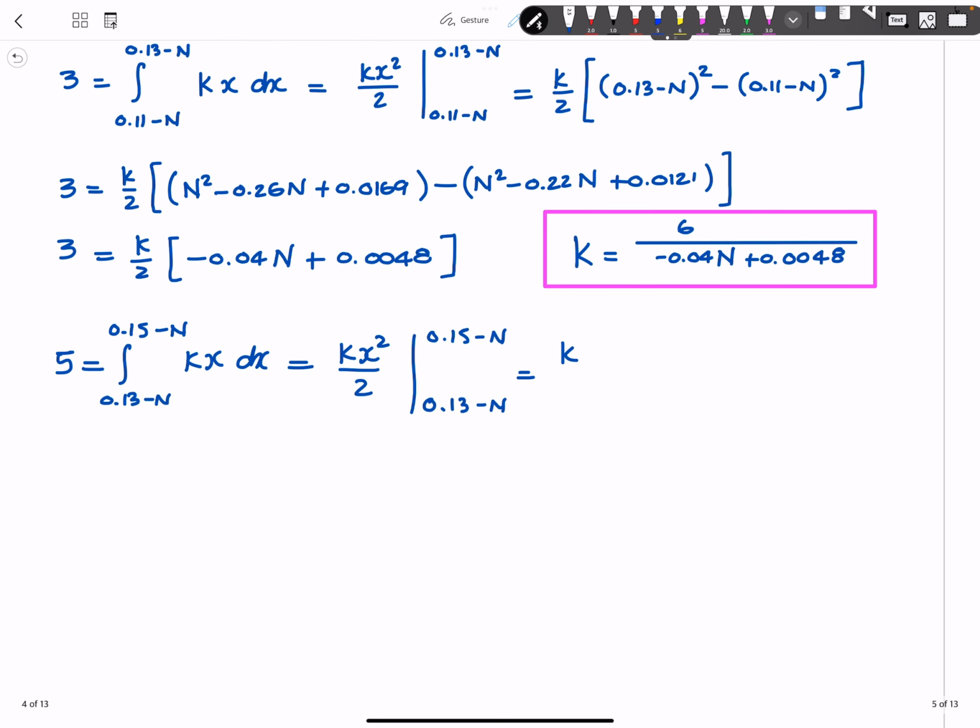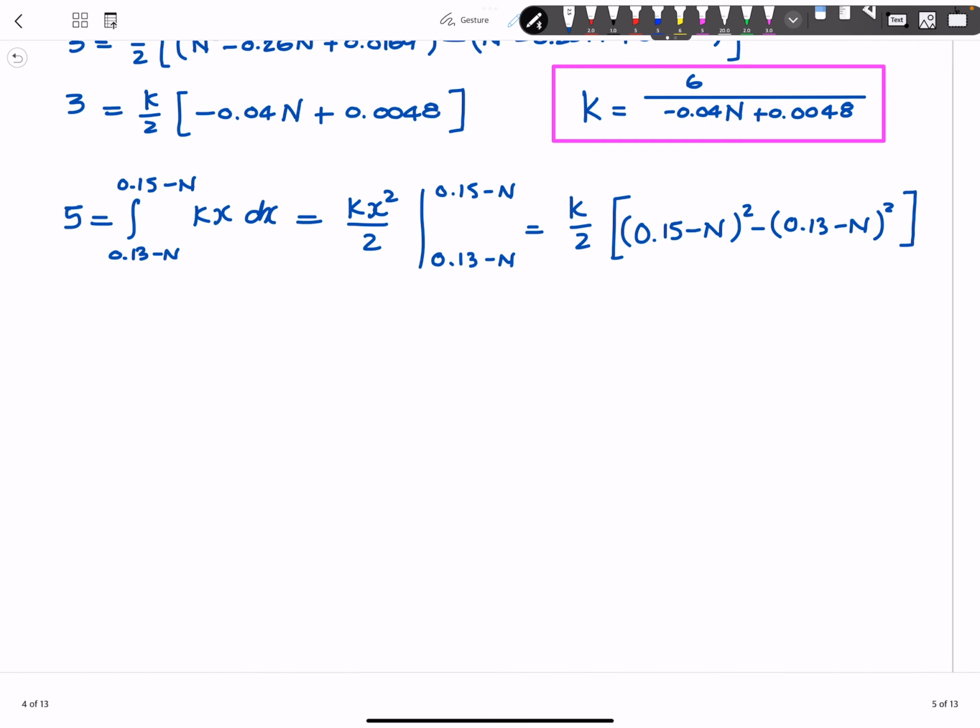So we will have 5 equal to the integral from 0.13 minus n to 0.15 minus n of kx dx. And this again is going to be kx squared over 2, evaluated from 0.13 minus n to 0.15 minus n. All right, so again, plug in top minus plug in bottom.